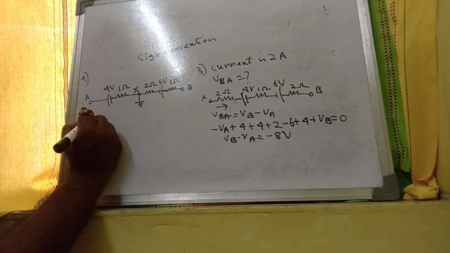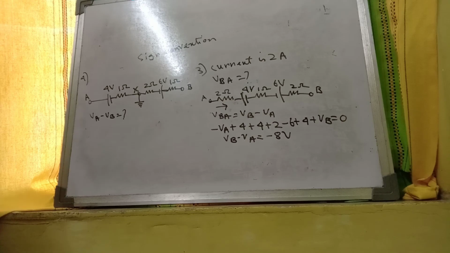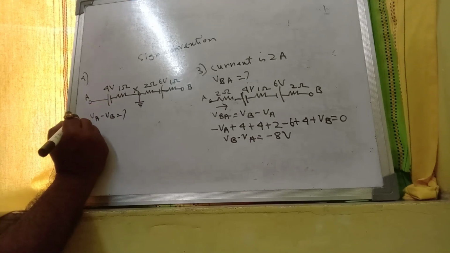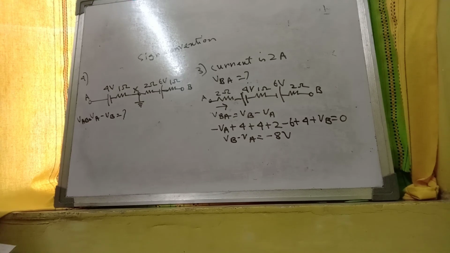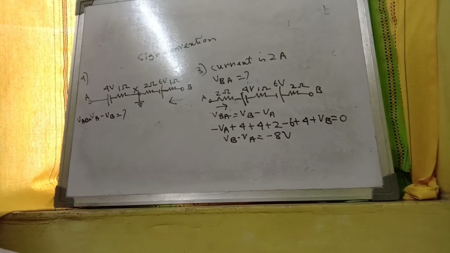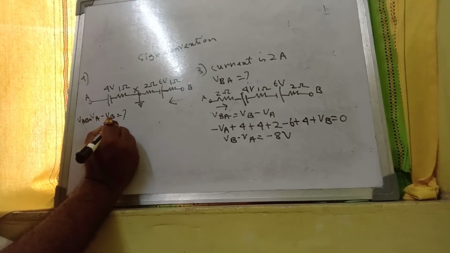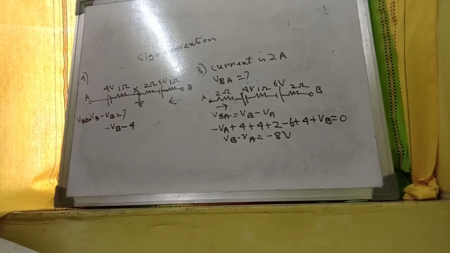Now I have to find VA minus VB, the potential difference between the point A and B. It has to be found out. So it is naturally VAB. So this has to be worked out. Now, see. So I am going this way, VA minus VB. So minus VB minus 4 plus 6.